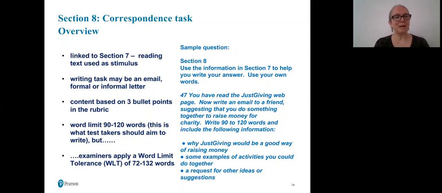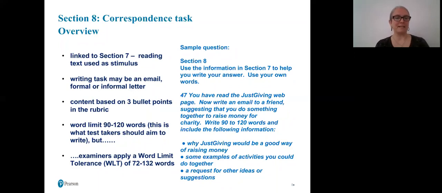We need now to think about the word limit, because this might be a new piece of information for some of you. In the exam paper, the test taker is told that the word limit for the task is 90 to 120 words. You can see that in the rubric to the right.